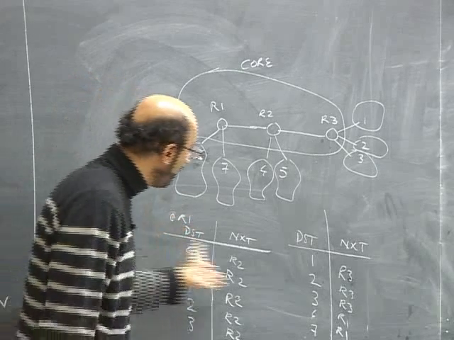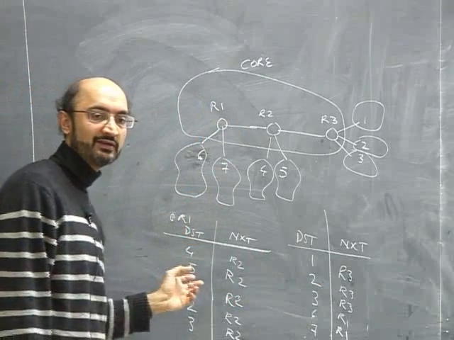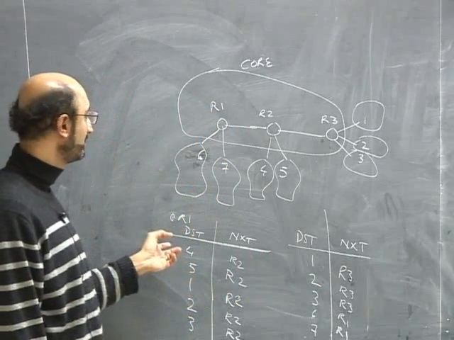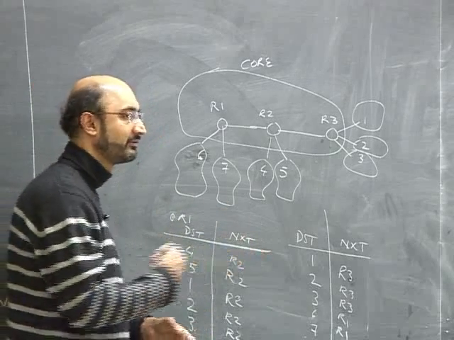So we have to somehow figure out how to write these tables. I'm showing you a toy example. You can write it by inspection, just look at it and say this is what it is. But how do you do it? That's the basis of a routing protocol, which we'll cover 2 lectures from now.